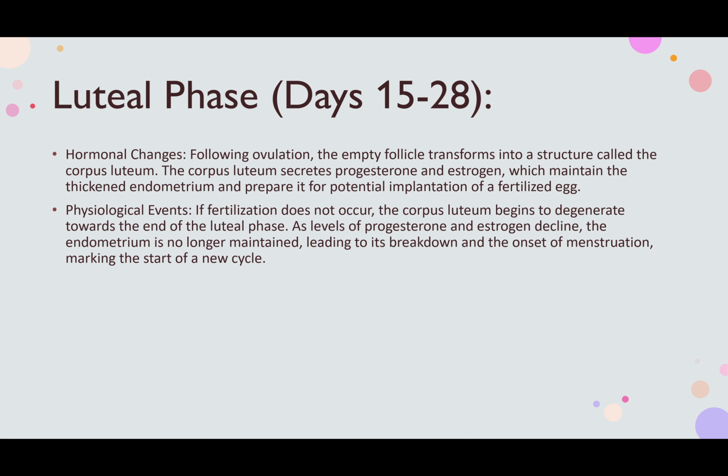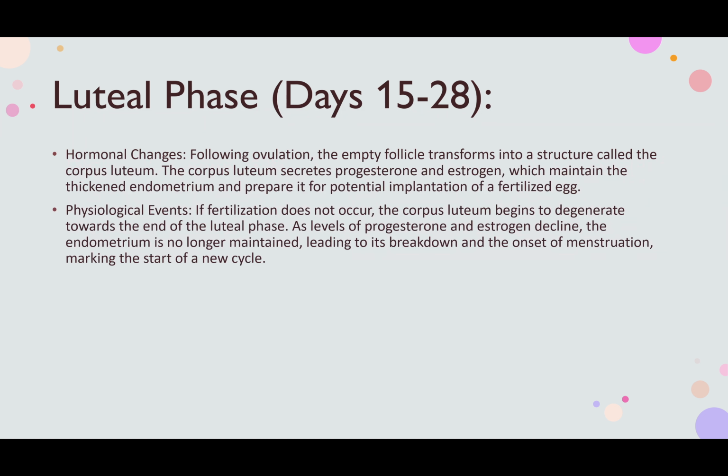Luteal phase now, from day 15 to day 28. Hormonal changes now following ovulation. The empty follicle transforms into a structure called the corpus luteum. And we know that the corpus luteum will further disintegrate into the corpus albicans. The corpus luteum secretes progesterone and estrogen, which maintain the thickening of the endometrium and prepare it for the potential implantation of a fertilized egg. Now, if fertilization doesn't occur, the corpus luteum begins to degrade towards the end of the luteal phase.